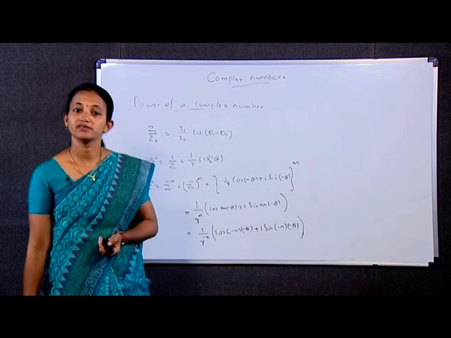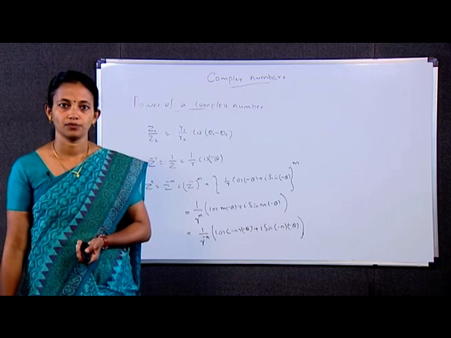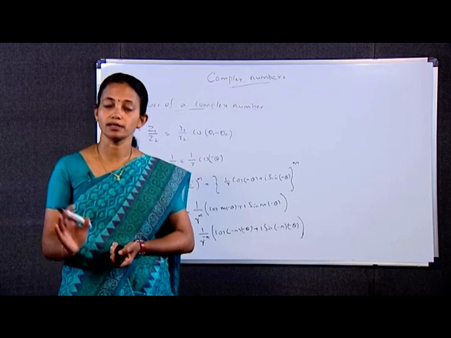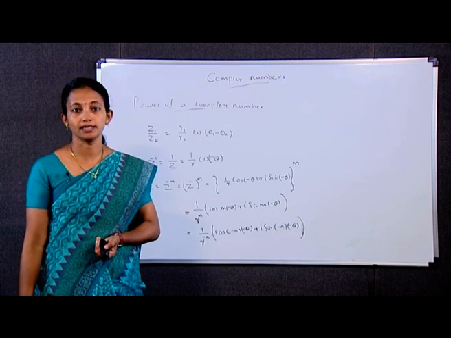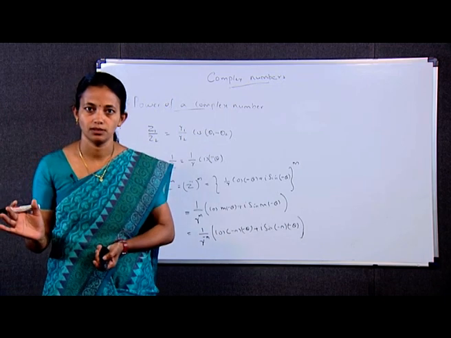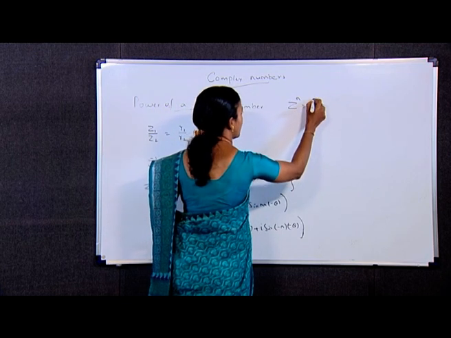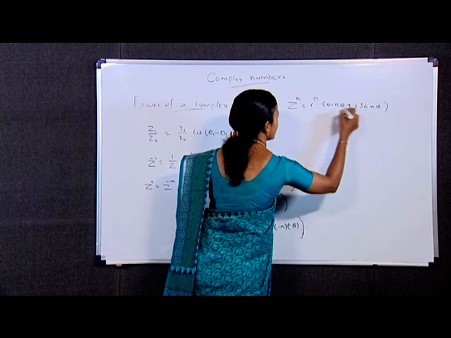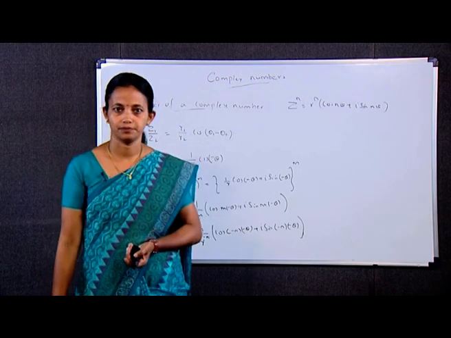Thus, we have z raised to n equal to r raised to n (cos n theta plus i sin n theta). Hence, z raised to n equal to r raised to n (cos n theta plus i sin n theta) is true for any n, that is, for positive and negative integers. It is true for any integer n.